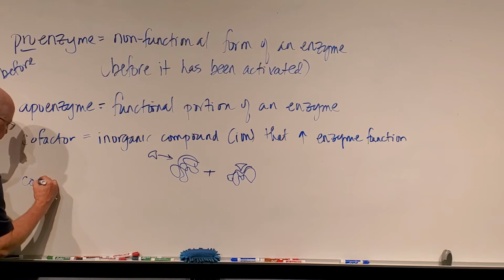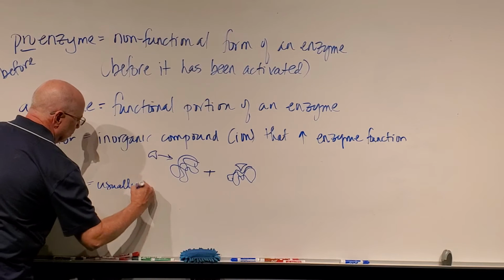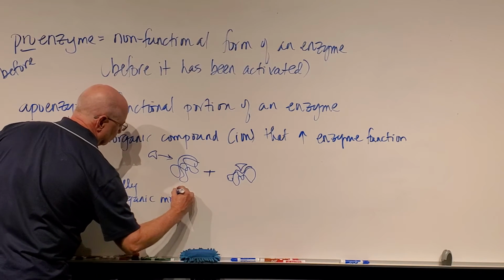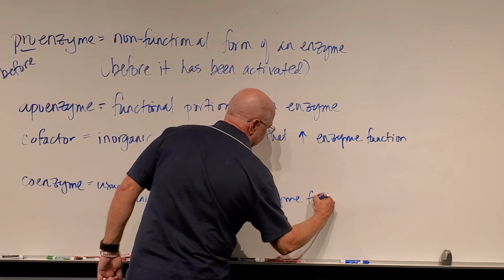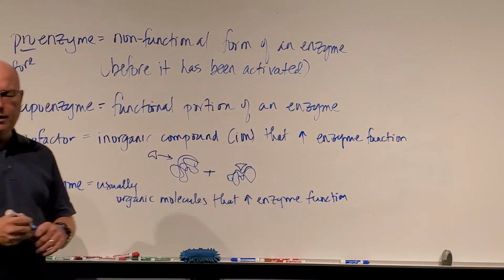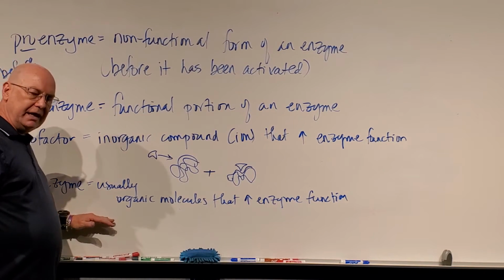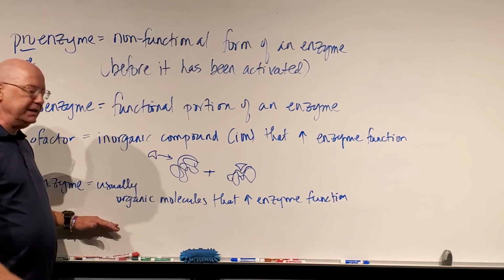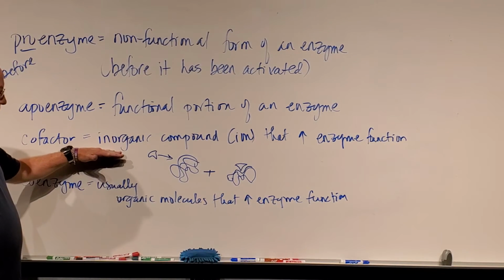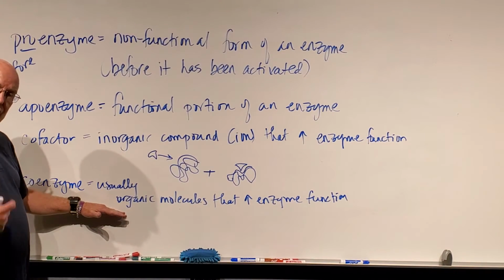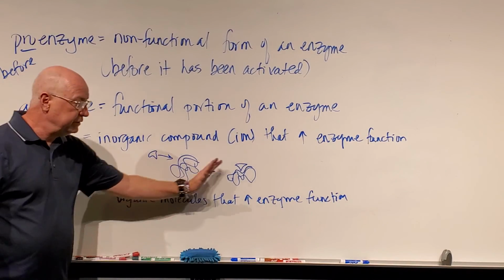A similar molecule is called a coenzyme. And one of the only differences between a cofactor and a coenzyme is that coenzymes are usually organic molecules that increase the enzyme function. So we have some molecules that have carbon in them that can play a major role in this. And these can be things like NAD, FAD, NADH and FADH2, nicotinamide adenine dinucleotide, some organic compounds. So the only difference is if these are inorganic, we call it a cofactor. If it's an organic molecule, something that has carbon in it, then we call it a coenzyme. And those coenzymes can increase the enzyme function very similarly, I might add.